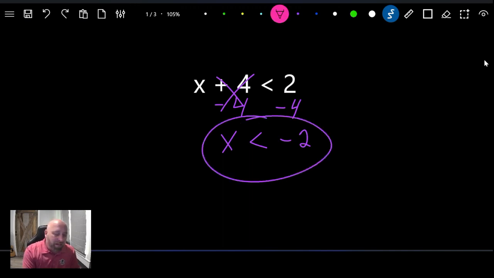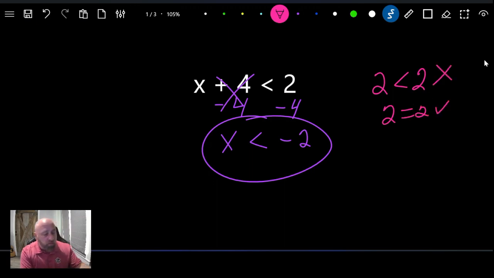Now the checking on these is just a little bit different, right? We used to just plug in there and we would get negative 2 equals negative 2 or 2 equals 2 or whatever. Well, if you plug into this, you're going to get 2 is less than 2, and that's not true. If it was an equal sign, then that would work, but in this case, it doesn't work. So how are we going to check these?